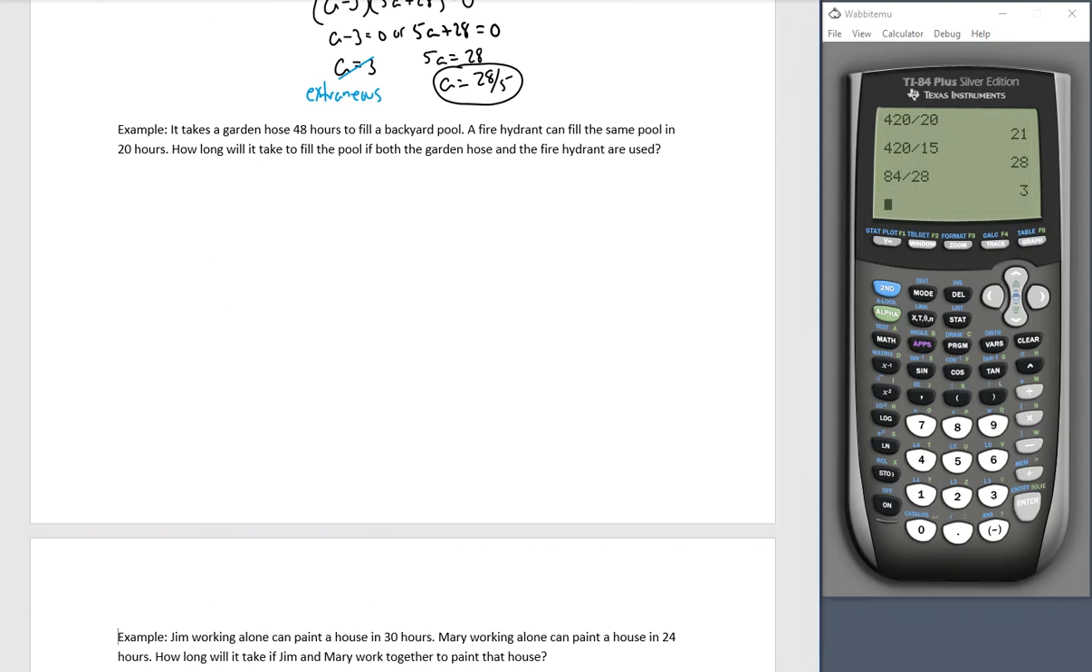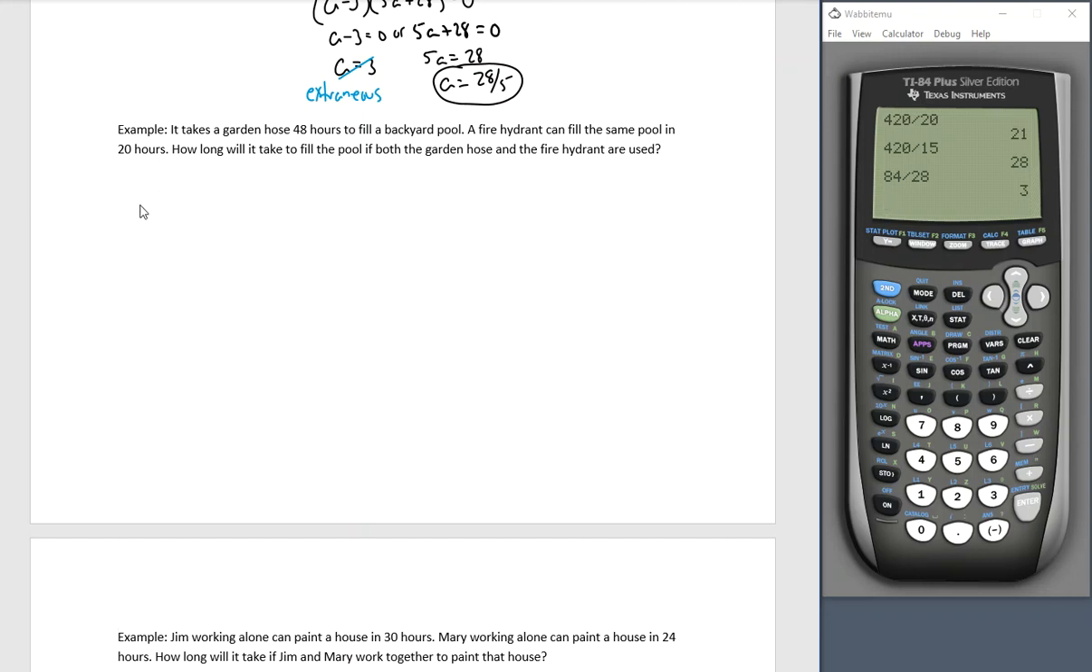Okay. Now these are such good problems. And these are the ones that give people a hard time because this is why we need math. This is a real world problem that might happen. I don't know why you're filling your backyard pool with a garden hose, but maybe that's the only option you have.